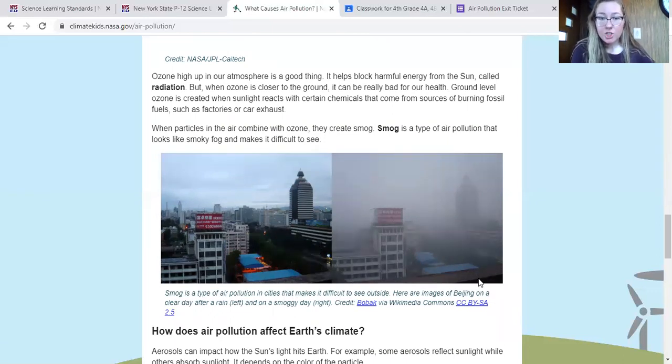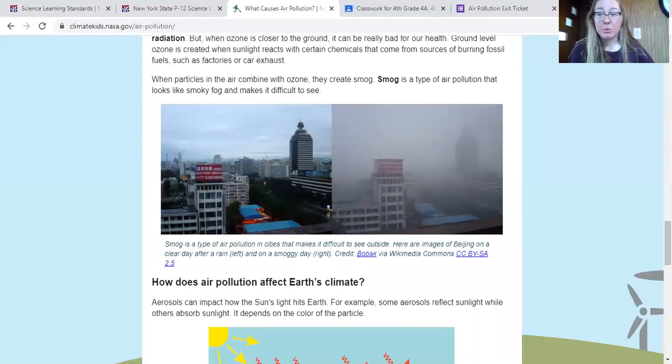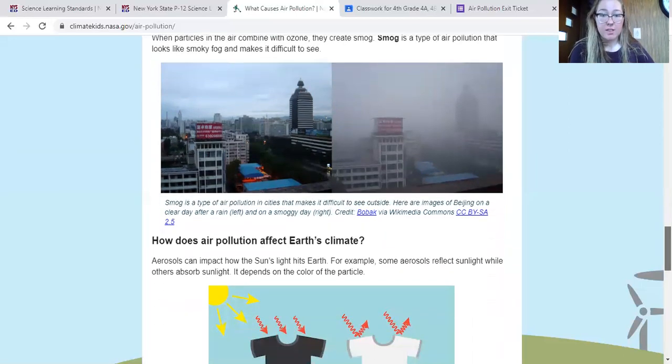So this is Beijing in China on a clear day after rain, and so the rain has kind of cleared out that smog, and on our smoggy day on the right, the air is just dense with those aerosols and there's a lot of pollution. People would not be outside during this time really. And if they are, they're probably covering their mouths. So that is a lot of air pollution that's just sitting in the city of Beijing right there.